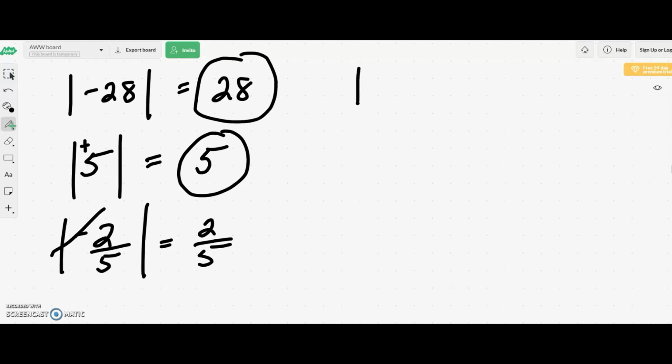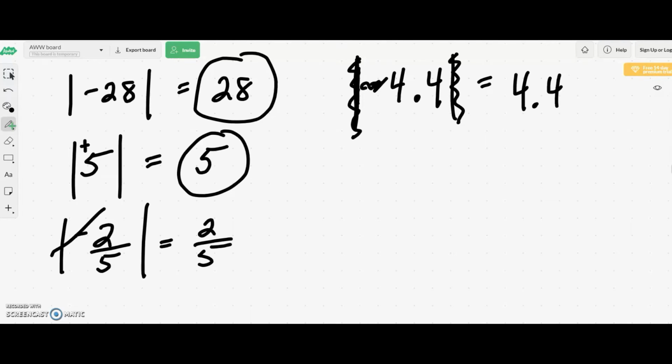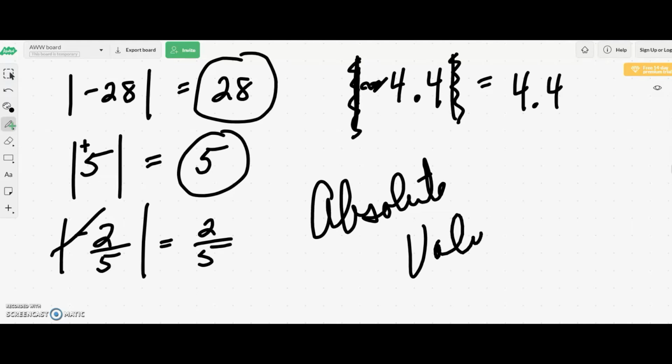And now let's give you a decimal. I'm going to give you every possible type of number. Negative 4.4. And there are the lines on the side. That's your absolute value. Strip away the lines, strip away the sign, and what are you left with? 4.4. These are all absolute value. And that's going to be the first part of the lesson.